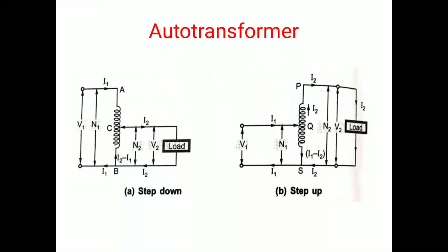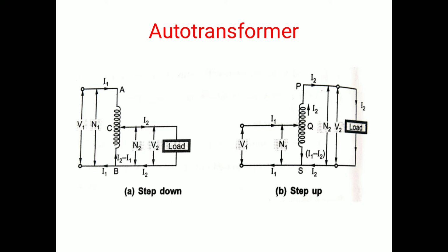Auto transformer. It is a special type of transformer such that a part of the winding is common to both primary as well as secondary. Means it has only one winding wound on a laminated magnetic core. With the help of an auto transformer, the voltage can be stepped down or stepped up to any desired value. Now this figure A shows a step down transformer, figure B shows a step up transformer.